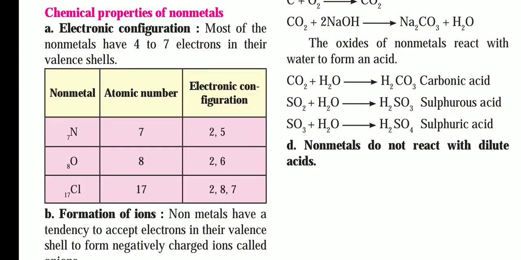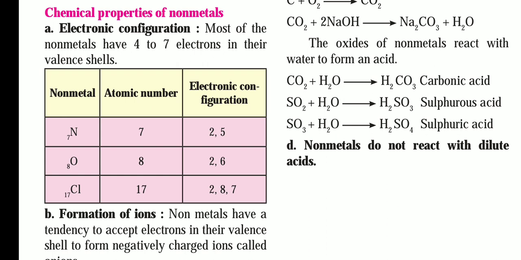Today we will see the 7th lesson, metals and non-metals. The first topic is the chemical property of non-metals. Let's start. What is given as the chemical property of non-metals here? First, electronic configuration. Most non-metals have 4 to 7 electrons in their valency shell.